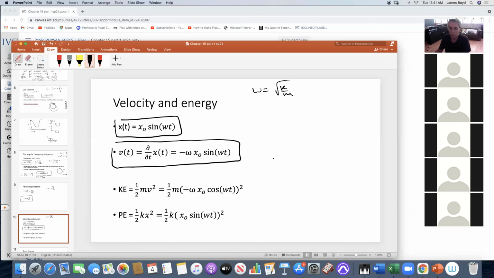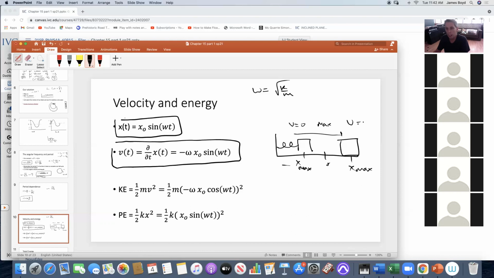Why does the velocity vary? Because if you remember when we had the block and it went from there to out here and back, when it got to these x max, negative x max and positive x max, where this is 0, when it got to those points, it had no velocity. The velocity goes 0, max, 0. I should put equals, sorry. So the velocity on the ends is 0, and the velocity in the center is max.